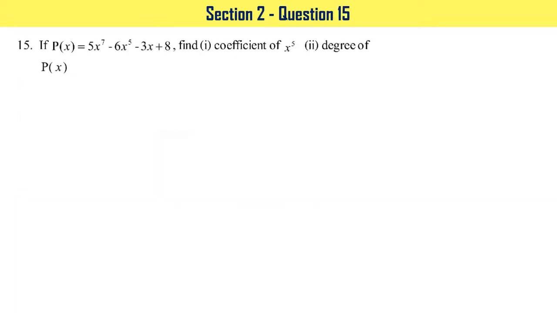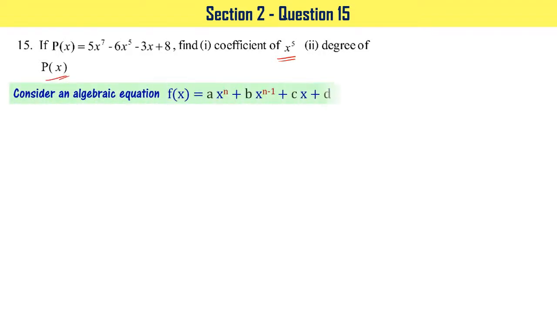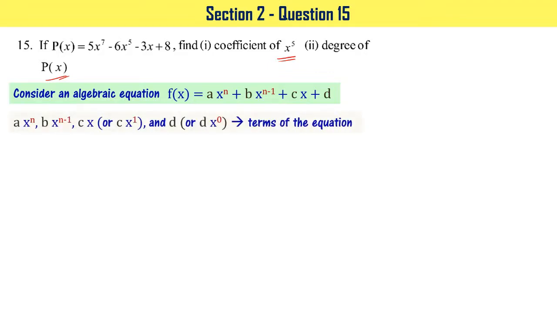If p of x equal to 5x to the power 7 minus 6x power 5 minus 3x plus 8, find the coefficient of x power 5 and degree of p of x. Let us consider an algebraic equation. F of x equal to ax power n plus bx power n minus 1 plus cx plus d. Ax power n, bx power n minus 1, cx and d or d times x power 0 are called terms of the equation, right? And a, b, c, d are called coefficients.